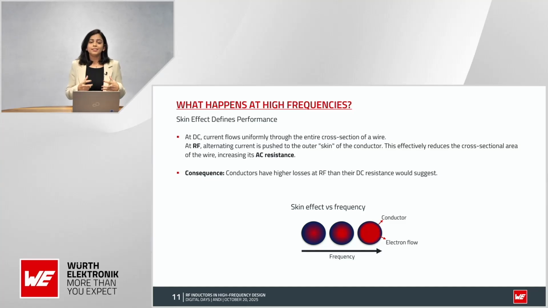Third, the skin effect also comes into play at high frequencies. At DC, current flows uniformly through the entire cross-section of the wire. But at RF, the alternating AC current is pushed towards the outer skin of the conductor. This effectively reduces the cross-sectional area. If we see here in the figure, this area of the conductor is reduced and all the electric current is flowing at the outer surface of this wire, which results in increasing the AC resistance. And as a consequence, conductors have higher losses at RF than their DC resistance would suggest.